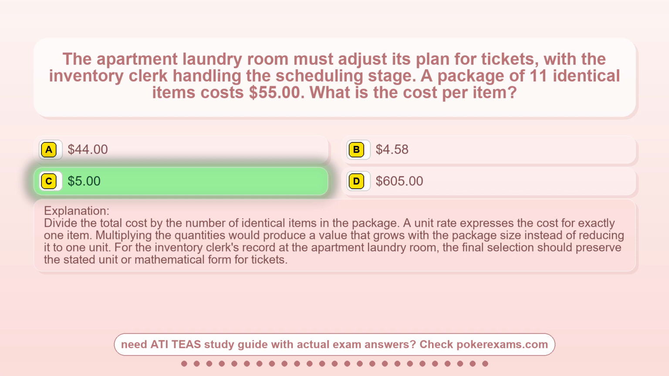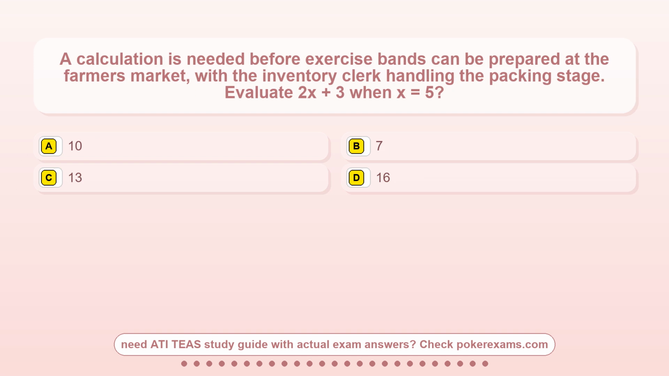Divide the total cost by the number of identical items in the package. A unit rate expresses the cost for exactly one item. Multiplying the quantities would produce a value that grows with the package size instead of reducing it to 1 unit. For the inventory clerk's record at the apartment laundry room, the final selection should preserve the stated unit or mathematical form for tickets.